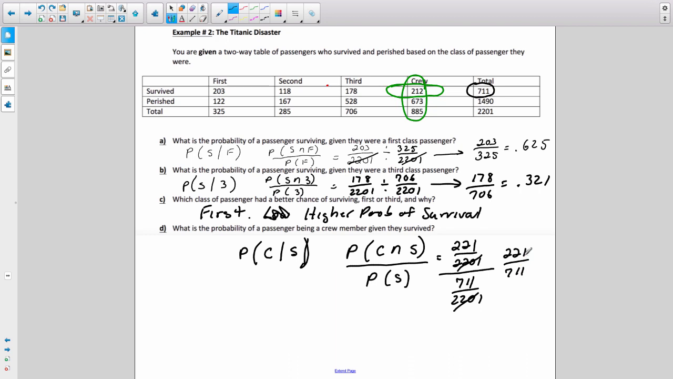And in decimal format, that's going to be 0.296. Sorry, it almost got cut off there. 0.296, or almost a 30% probability that it was a crew member if they had survived.